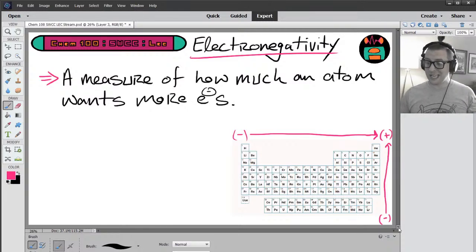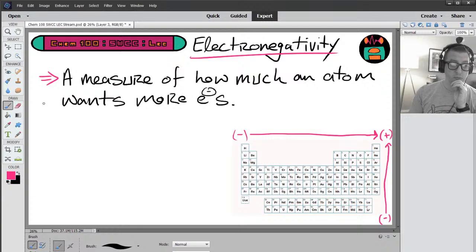And like I said, because electronegativity is a measurement, you can look up these values. That measurement determines how badly an element wants electrons. The higher the number, the more an element wants electrons.